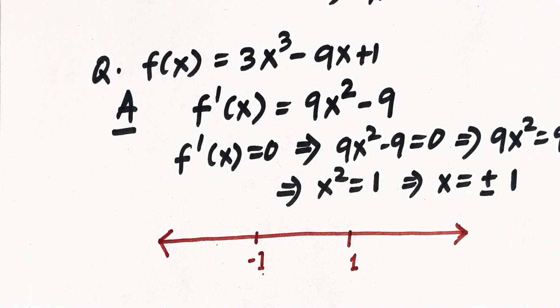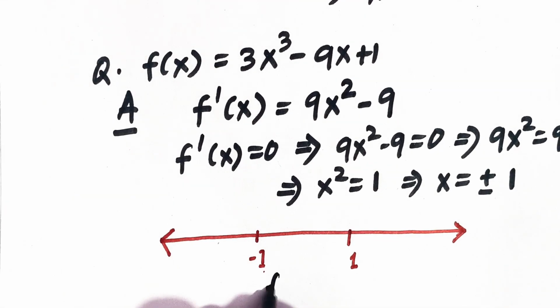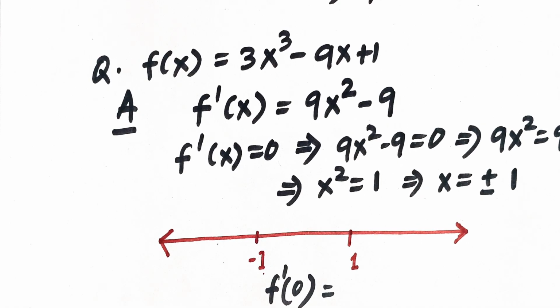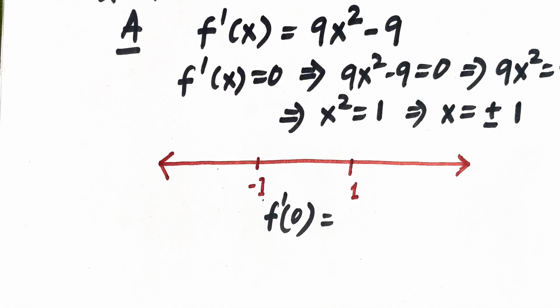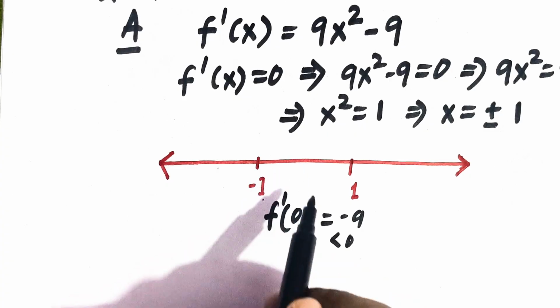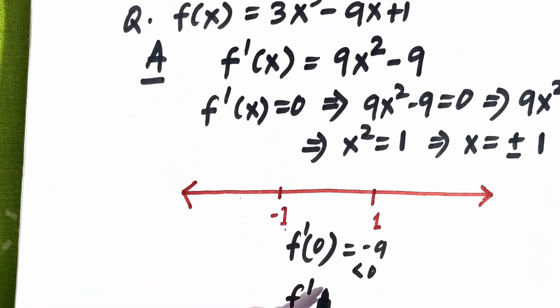And to do that, we will pick one single point from each part and find the sign of the first derivative. Suppose here we have 0, and we'll find the sign of f dash 0. Our f dash is 9x squared minus 9, so f dash 0 is minus 9, which is negative. If at one point it is negative, then at every point of that part our first derivative is negative.